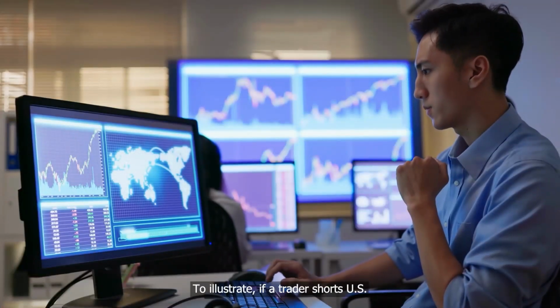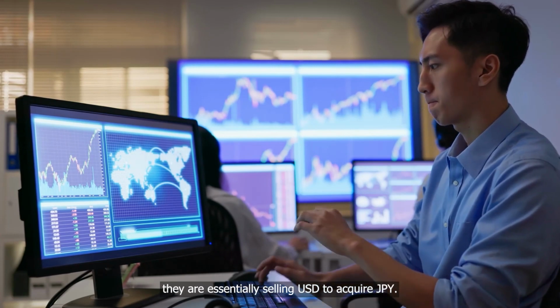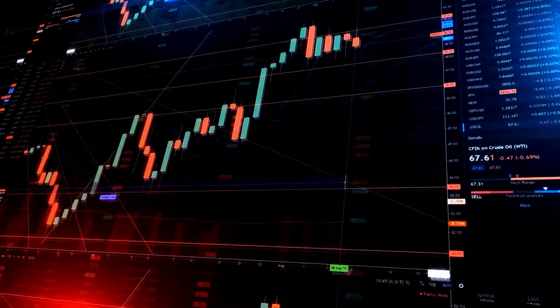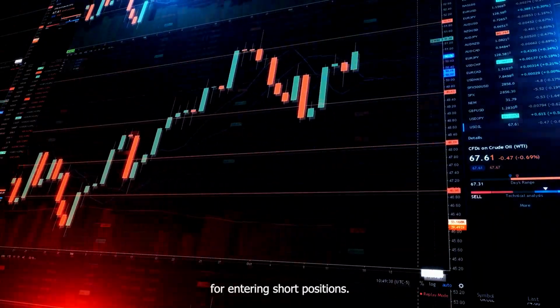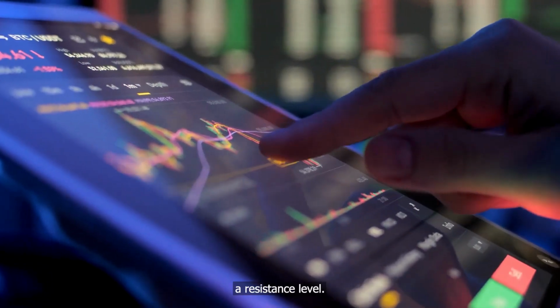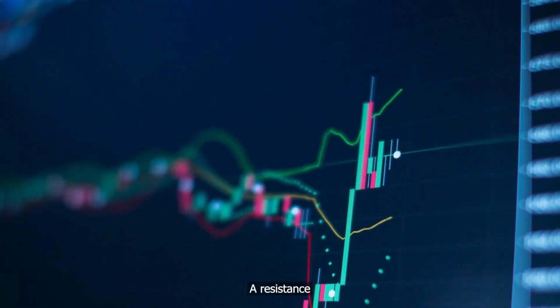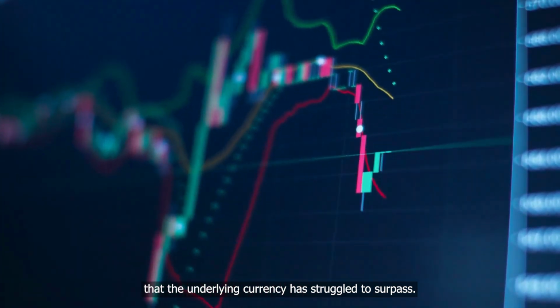To illustrate, if a trader shorts US dollar to Japanese yen, they are essentially selling USD to acquire JPY. Traders seek sell signals as triggers for entering short positions. A prevalent sell signal emerges when the price of the underlying currency approaches a resistance level. A resistance level represents a price point that the underlying currency has struggled to surpass.